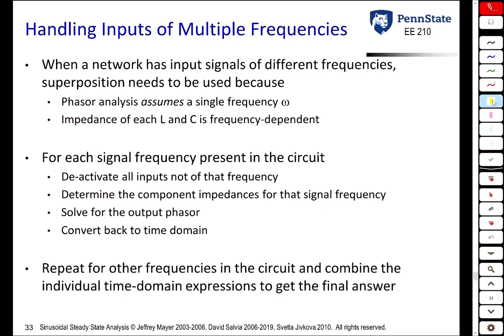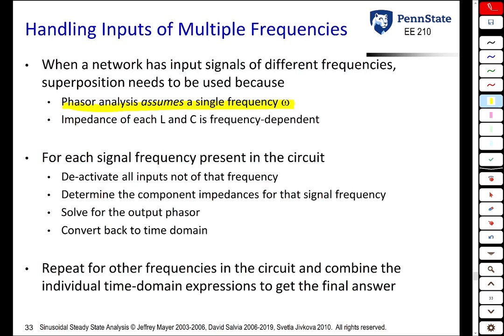Suppose you have a circuit where either your voltage or current sources have input signals that have more than one frequency present in them. This is going to cause a problem for two reasons. First off, the whole phasor concept itself assumes that you're operating at a single frequency, and that's not going to be the case here. Secondly, when you convert the capacitors and the inductors to their equivalent impedances, the frequency term omega shows up in the impedance. It's either negative j over omega c or positive j omega L.